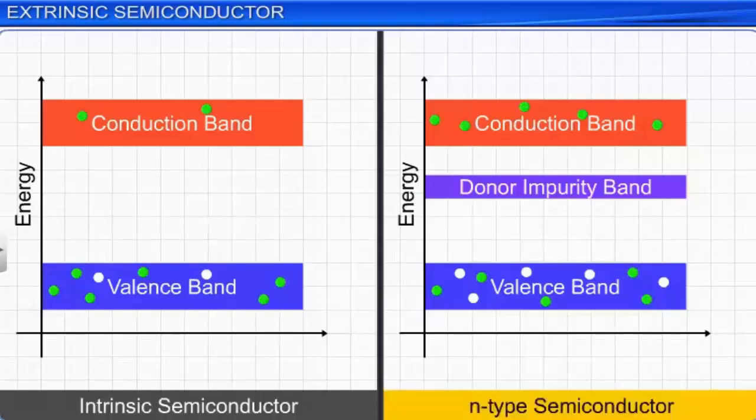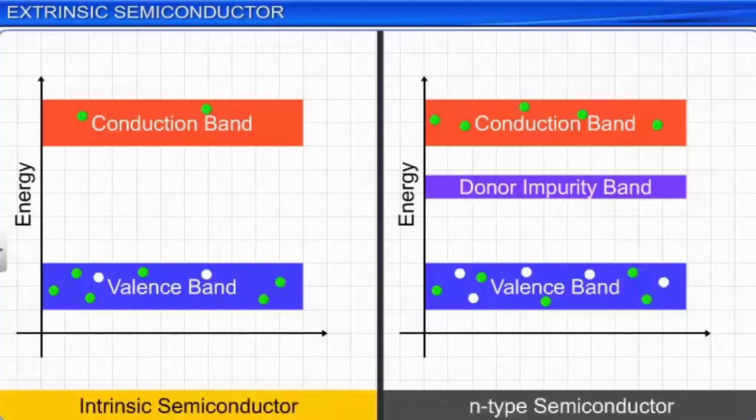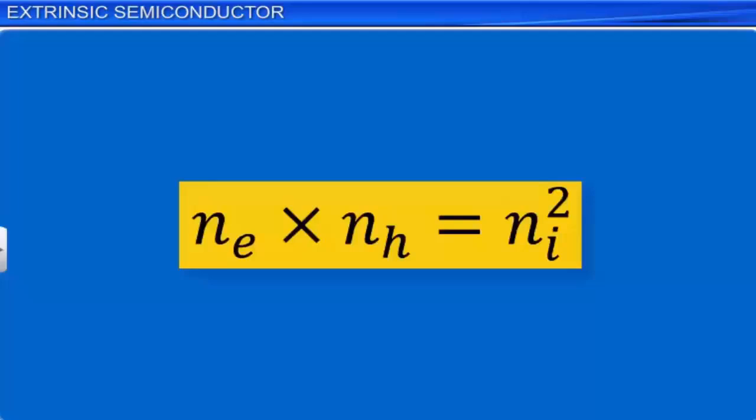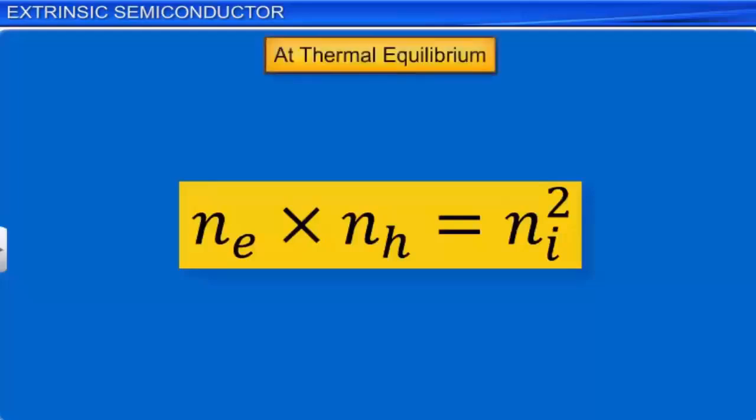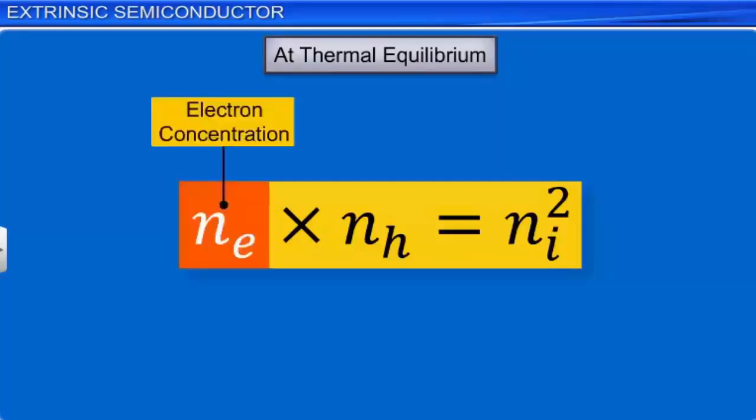It can be shown that at thermal equilibrium, Ne times NH is equal to Ni squared. Here, Ne, NH and Ni denote the concentration of electrons, holes and intrinsic carriers respectively. You will learn about the details of the equation in higher classes.